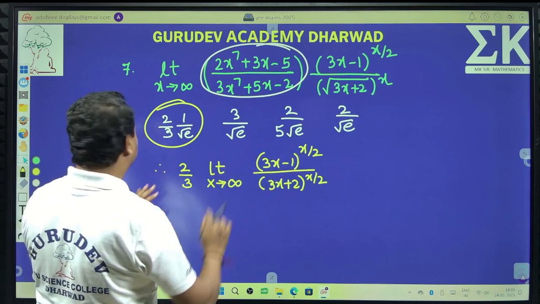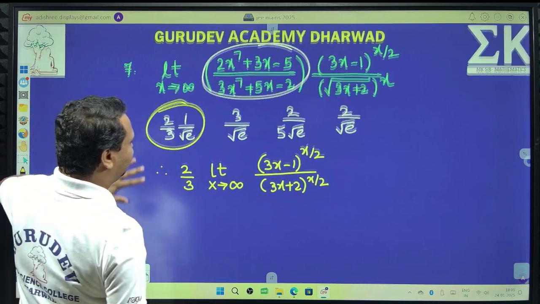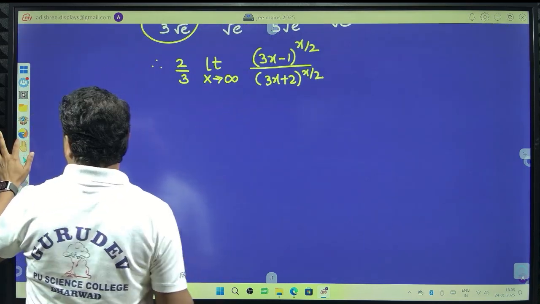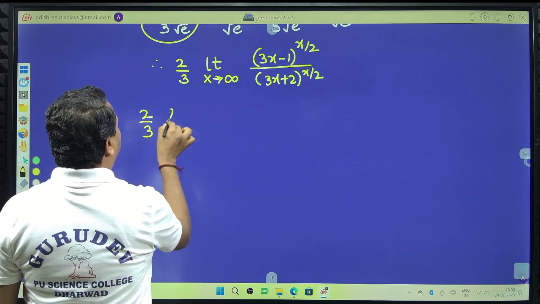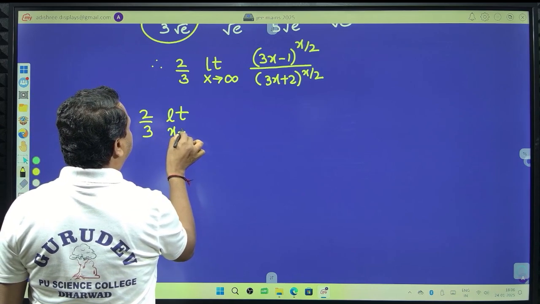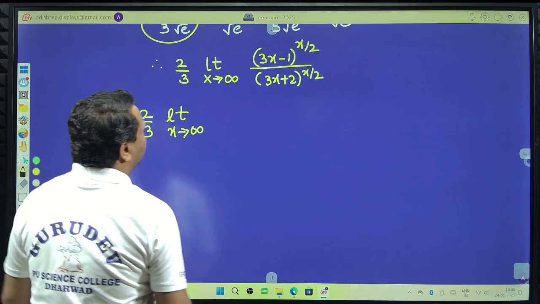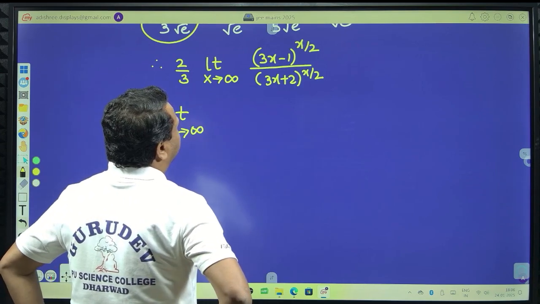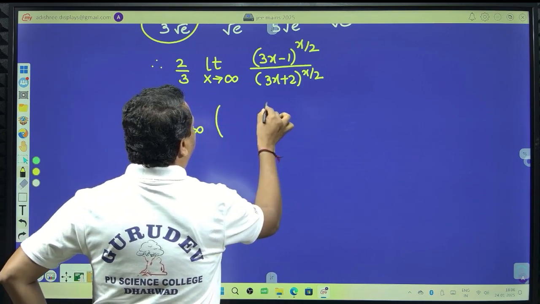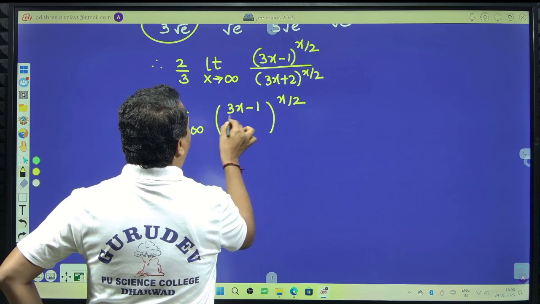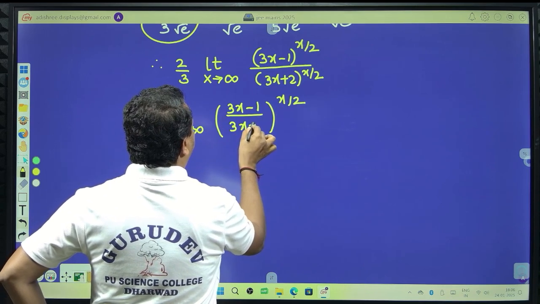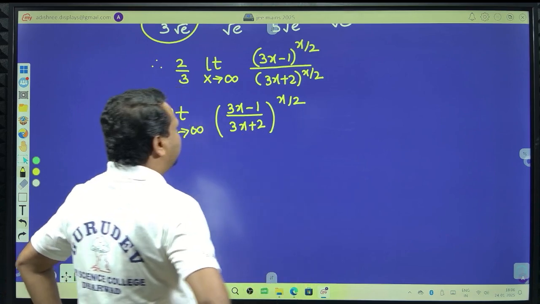I'm going to solve this limit now. Let's look at the other part. So 2 by 3 as it is, limit as x tends to infinity. When I try to solve it with the common power x divided by 2, what we have is 3x minus 1 divided by 3x plus 2.